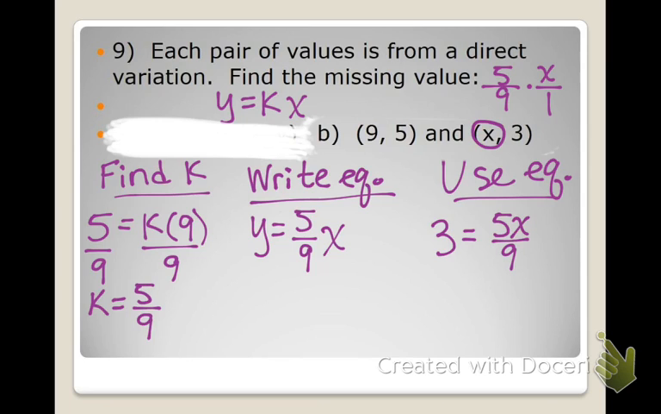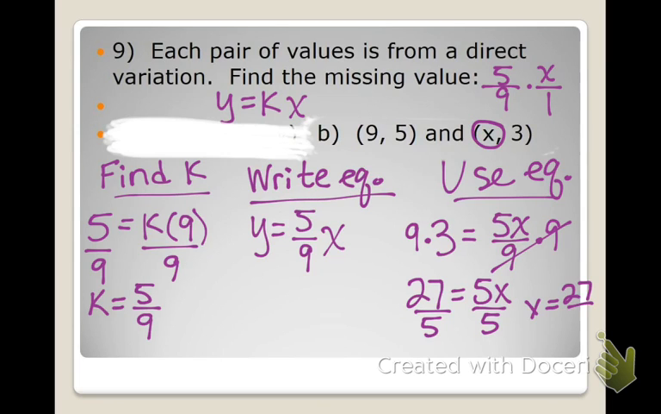You can put the 3 over a 1, but what do we need to do to both sides? Somebody said it. Multiply by 9. That'll get rid of our denominator there. Sorry, I made an extra mark. There we go. So we have 27 equals 5x, and then we need to divide by 5. So x equals 27 over 5 is fine with me. That one you probably could get an okay decimal. You wouldn't have to round it, but I would just leave it as an improper fraction. Makes less work.